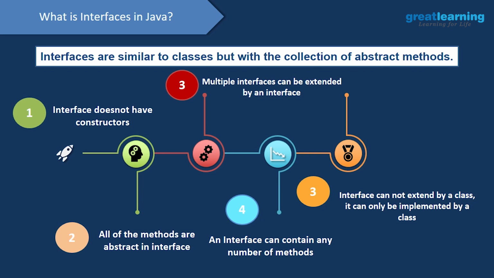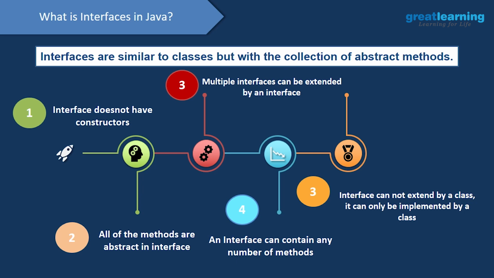Multiple interfaces can be extended by an interface, right? If you want to extend an interface, you need to extend it with an interface. An interface can contain any number of methods. You can declare 10, 20, 30, any number of methods in an interface. An interface cannot be extended by a class. You always need to understand that it can only be implemented by a class. If you want to use an interface in a class, you need to implement it. You can't extend it.